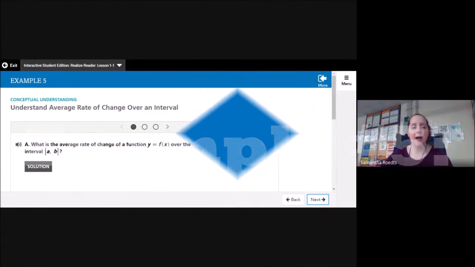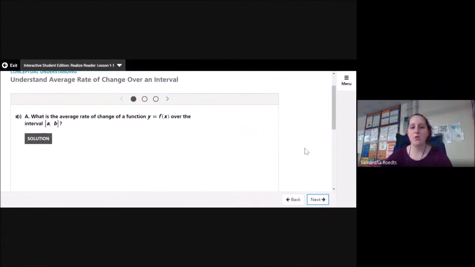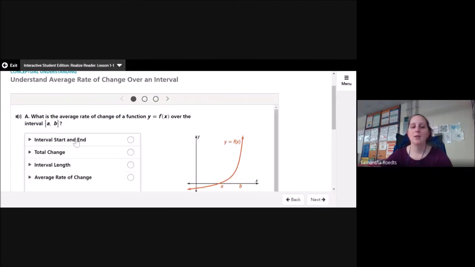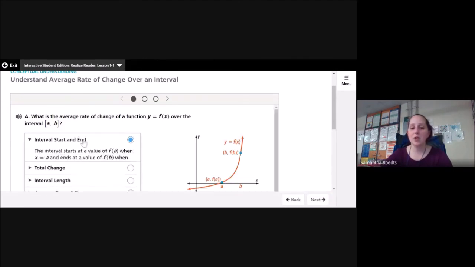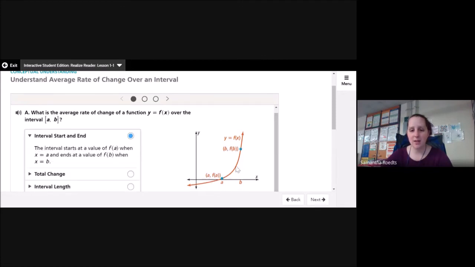All right, example 5. Understand average rate of change over an interval. What is the average rate of change of a function y equals f of x over the interval a to b? First, I have the interval start and the endpoints. That's a and b. The interval starts at a value of f of a when x equals a, and ends at a value of f of b when x equals b.